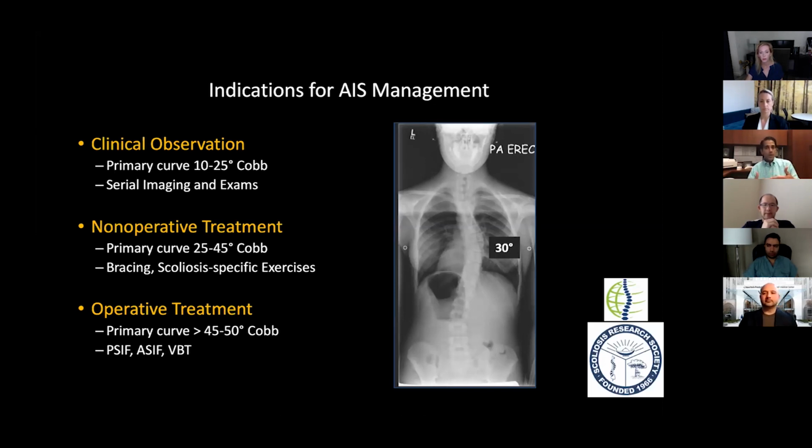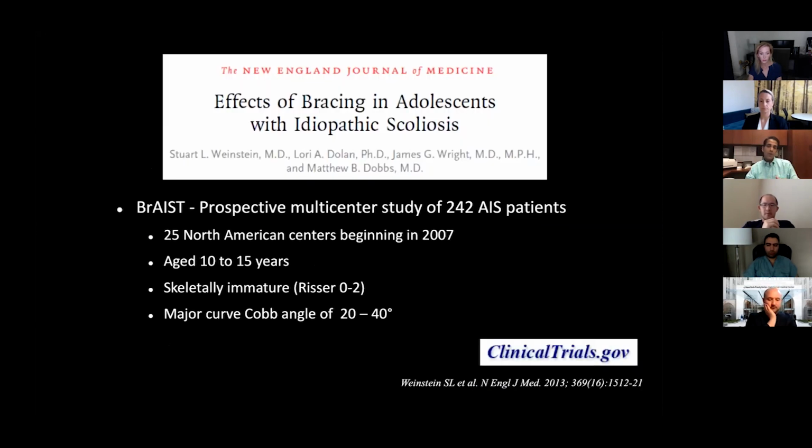If it does progress, perhaps to 25 or 40 degrees, we can use a brace. And I'll show you some convincing data that bracing works, and bracing is very effective for our adolescent population. And finally, if the curve exceeds 45 or 50 degrees, we have many different types of surgery that are available to those patients with very good outcomes.